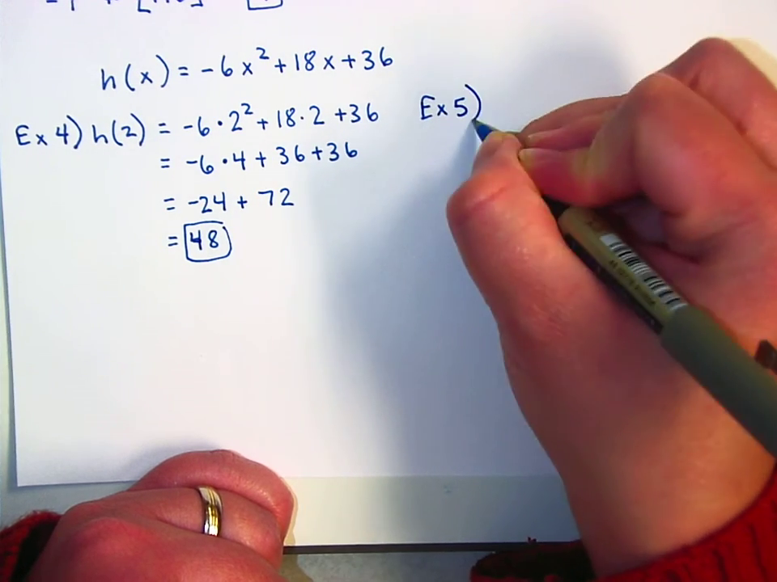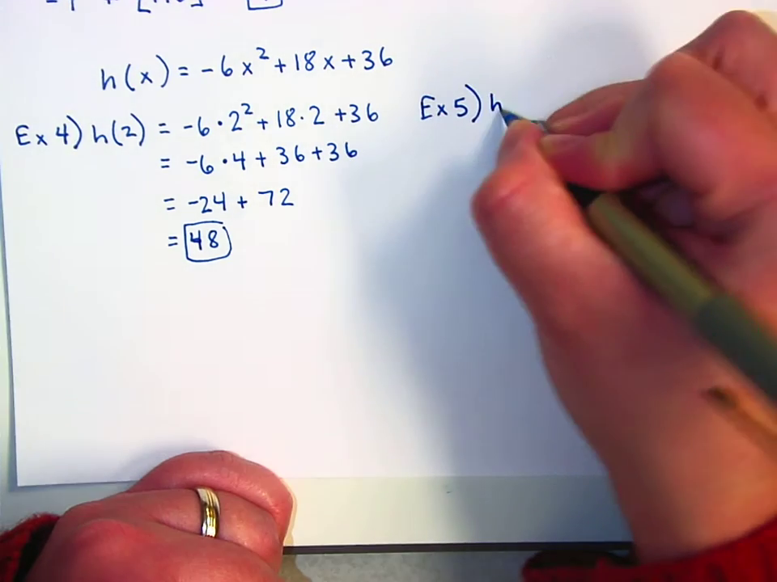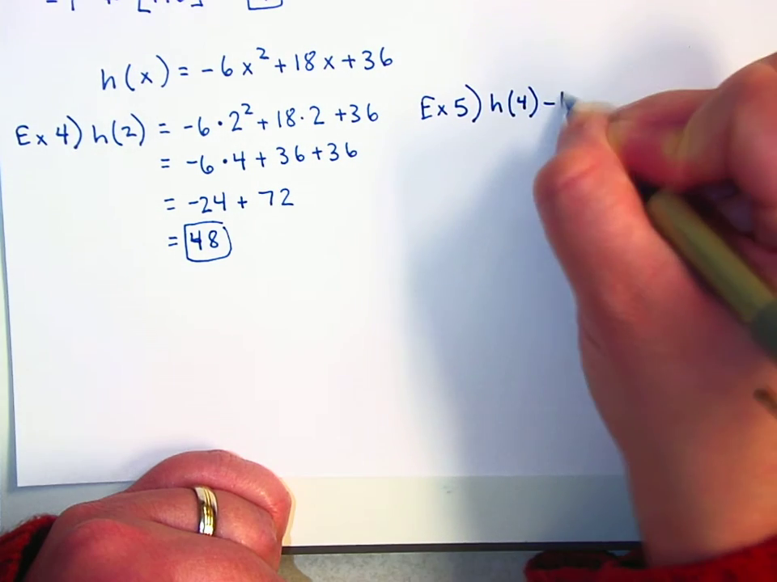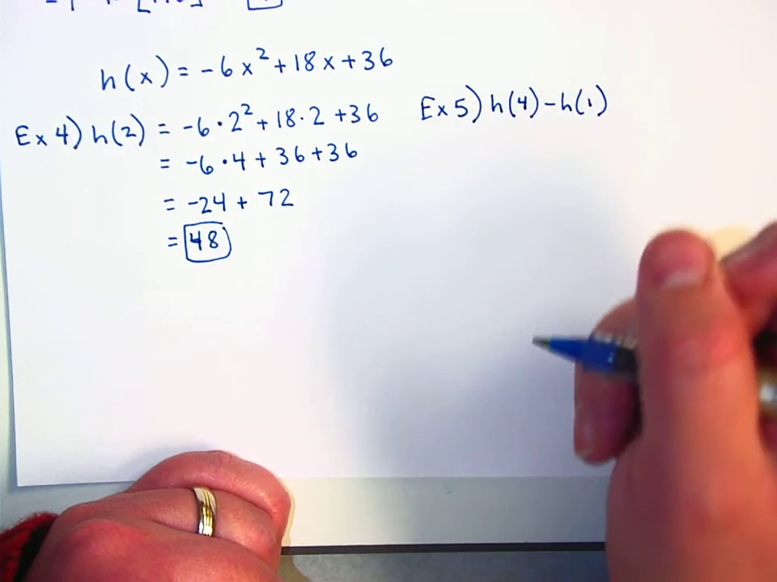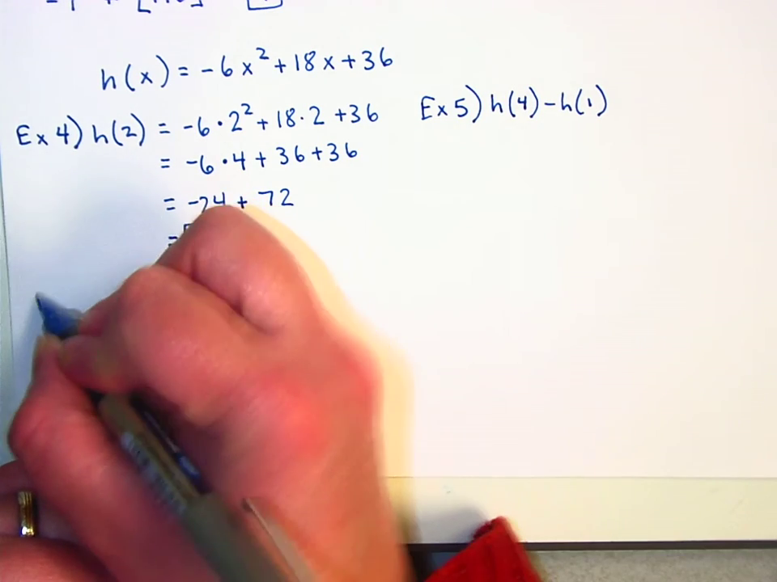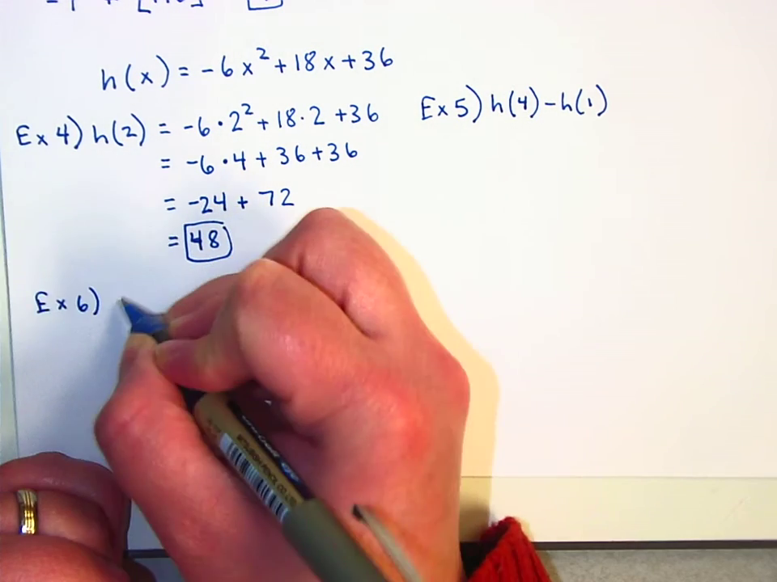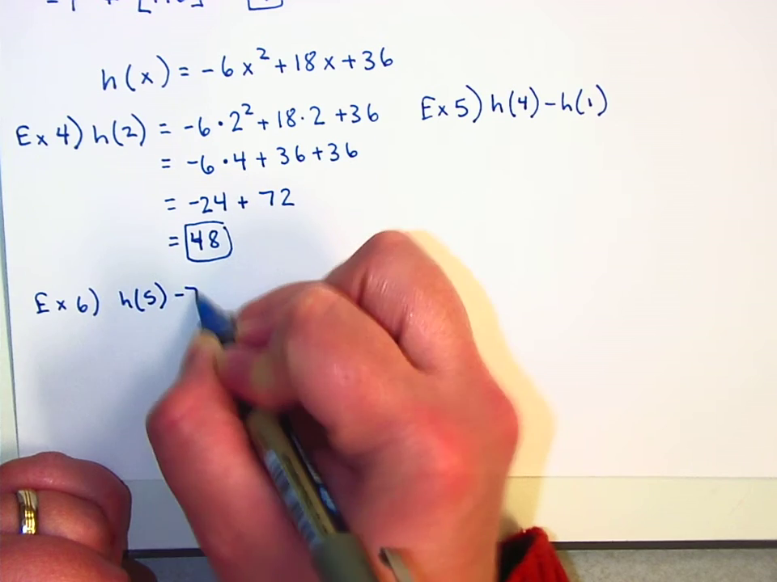We're going to try two more examples. Example 5 will be h of 4 minus h of 1. And example 6 will be h of 5 minus 7.